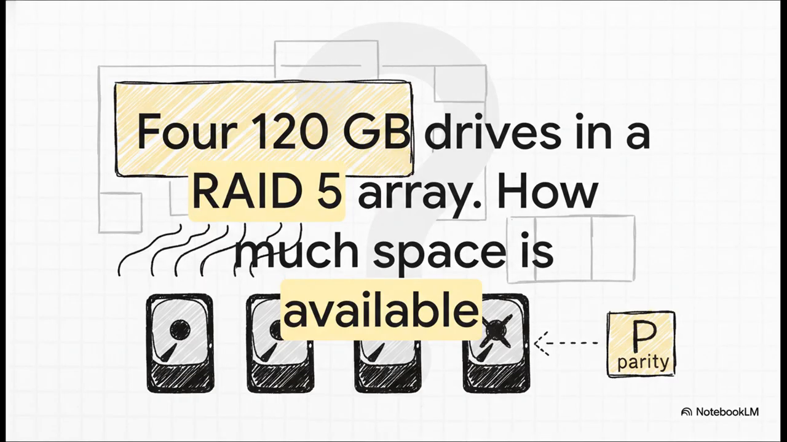Okay, let's tackle a classic exam question. You're given 4 120GB drives, and you put them in a RAID 5 array. How much total space do you have to use? Just remember the rule. You always lose the capacity of 1 drive for parity. So, you have 4 drives, but only 3 of them are actually used for your data. 3 times 120 gigabytes gives you 360 gigabytes of usable space. I promise you, you're very likely to see a question just like that.